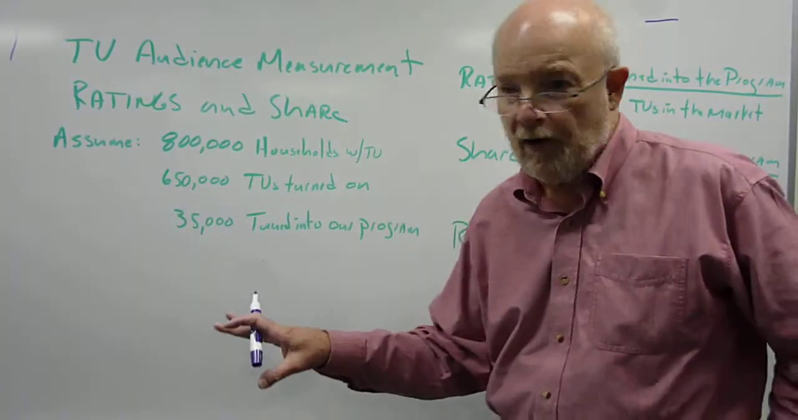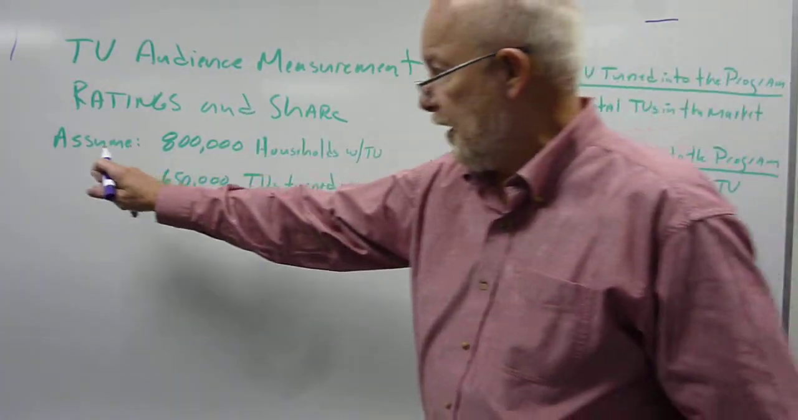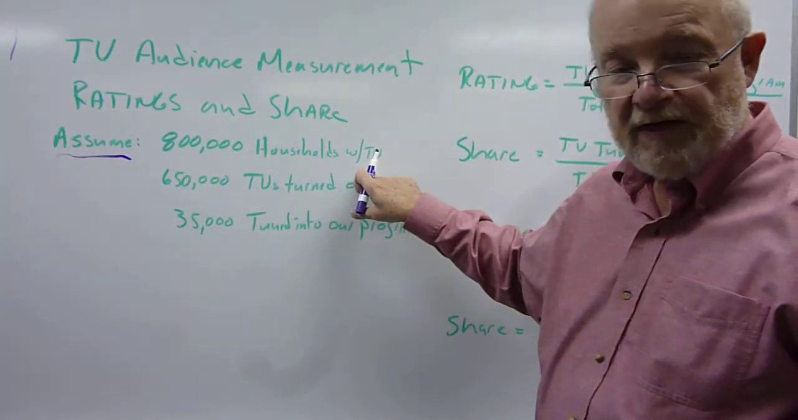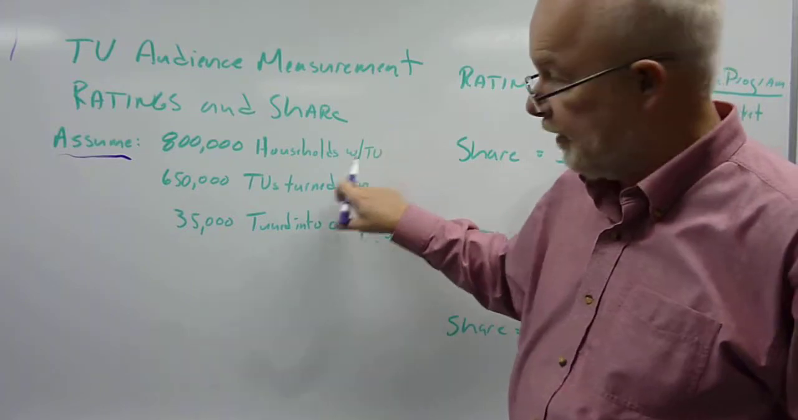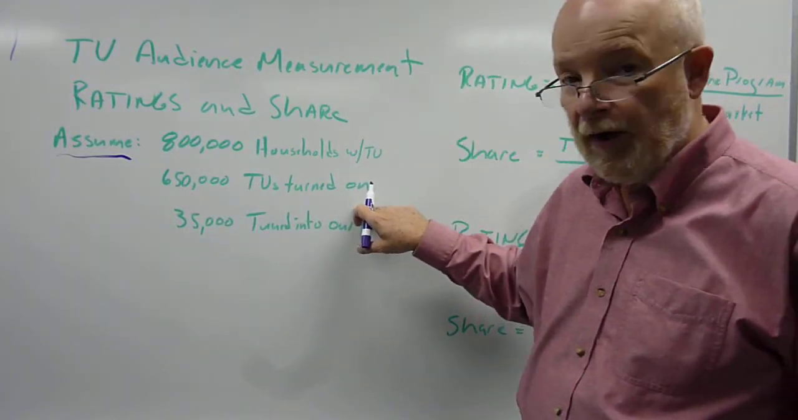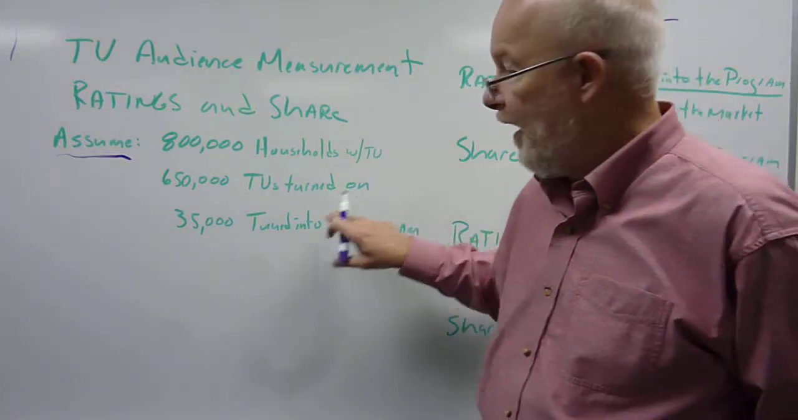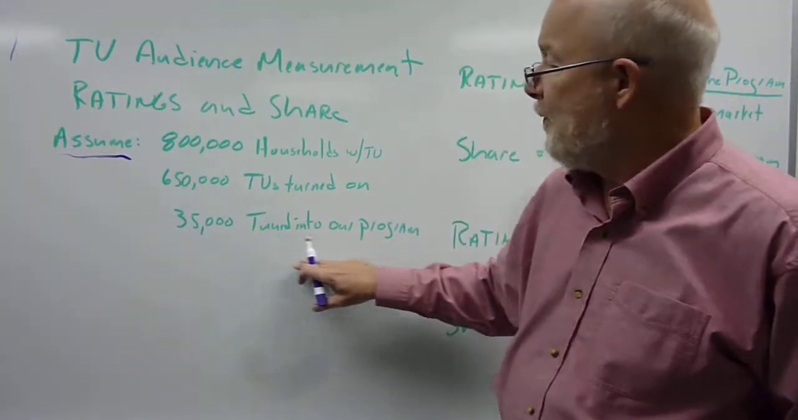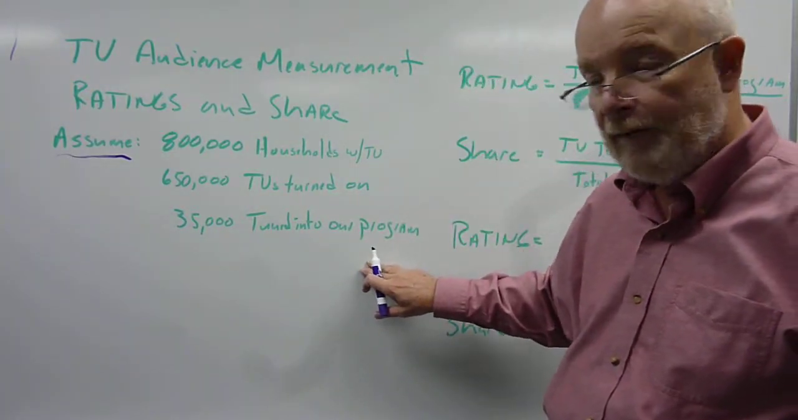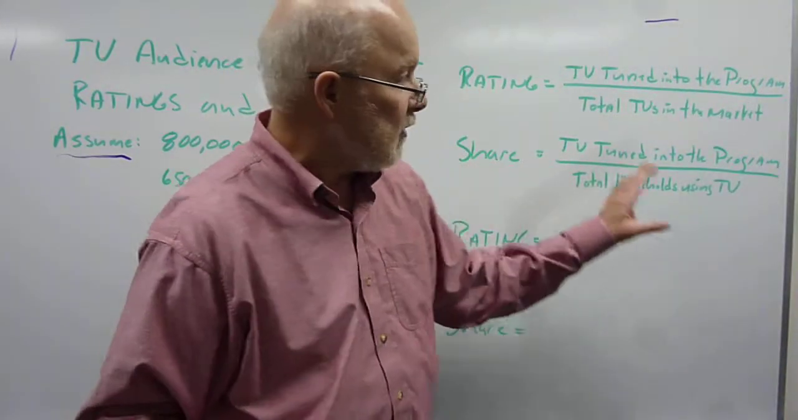Now, if we go over here and look at our assumptions again, we assume that there are 800,000 households with televisions in the market that we're interested in. We assume today that 650,000 have their TVs turned on while our program is running. And we assume that it's not a big time program, it's probably a cable program, and 35,000 people are tuned into our program. So we take this information and we put it into our models.